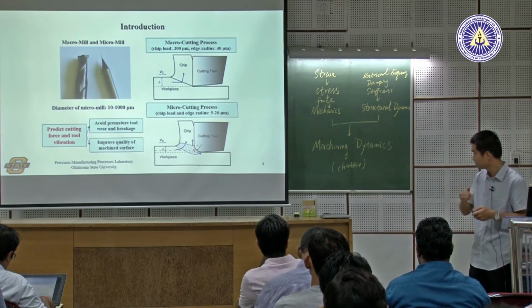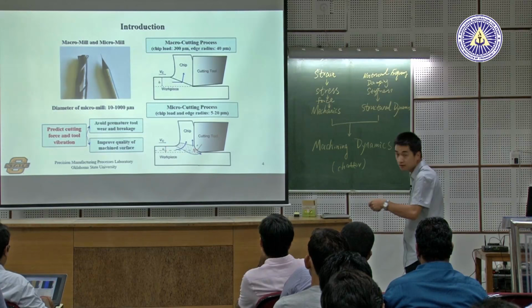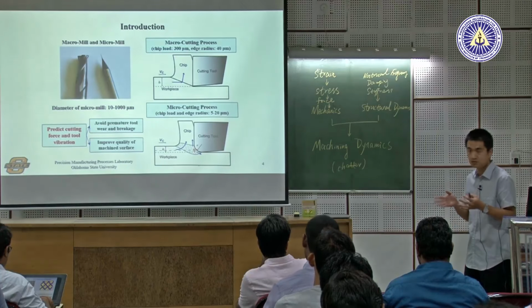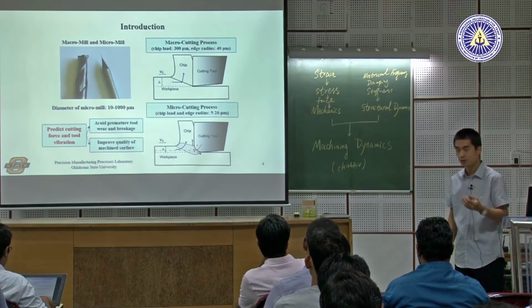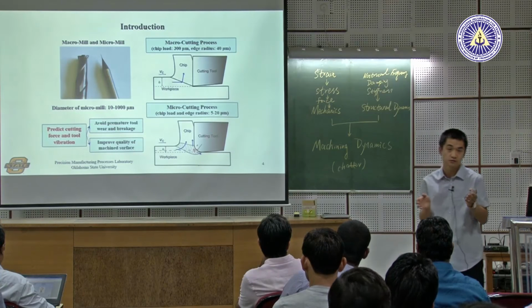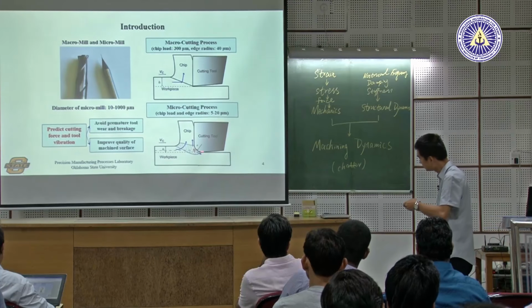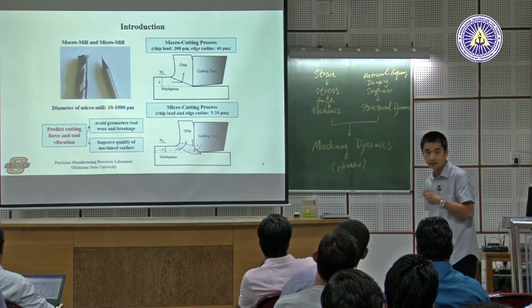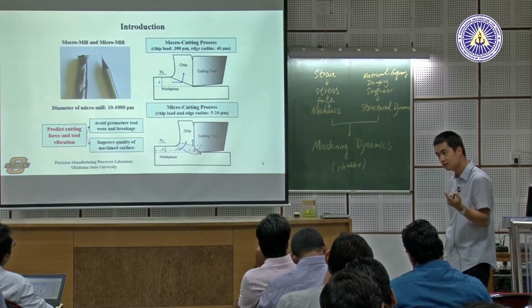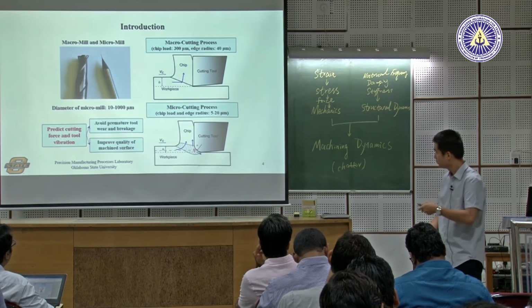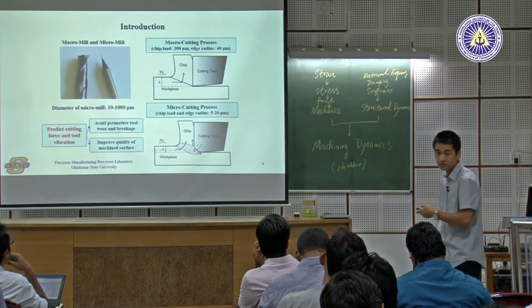Then when this edge radius is at the same level as the uncut chip thickness, it changes most of the material deformation mechanism, which we are going to analyze. When comparing conventional machining and micromachining, there are two major differences. One is this edge radius effect, and another is from the material side. On the material side, again, there are two branches. One is that when the material becomes very, very small, there's a size effect.